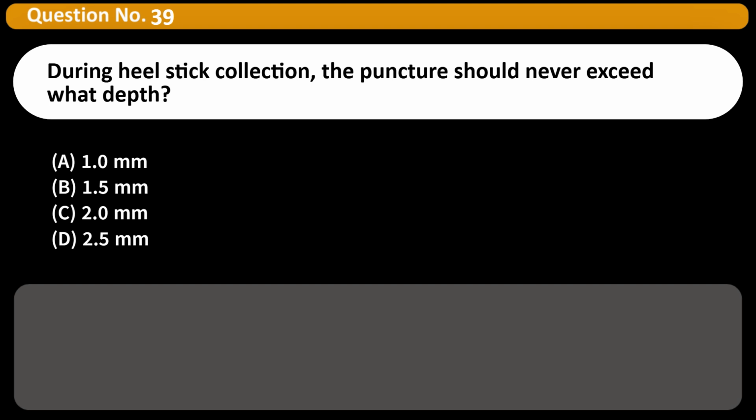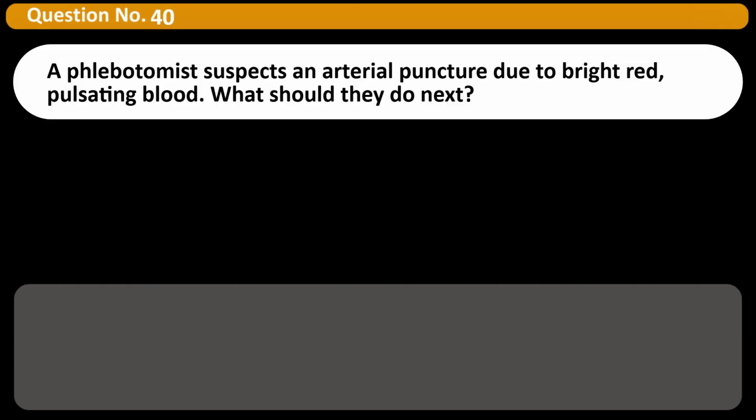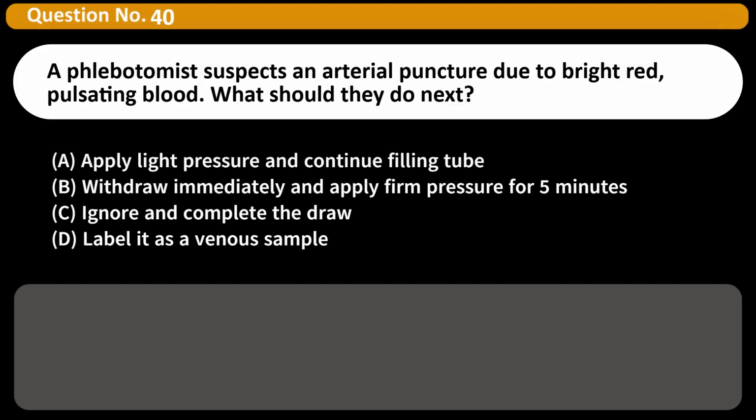A. 1 mm. B. 1.5 mm. C. 2.0 millimeters. D. 2.5 millimeters. Answer B. The maximum depth for heel punctures is 1.5 millimeters to avoid contacting the calcaneus bone, which may cause osteomyelitis or injury. A phlebotomist suspects an arterial puncture due to bright red, pulsating blood. What should they do next?